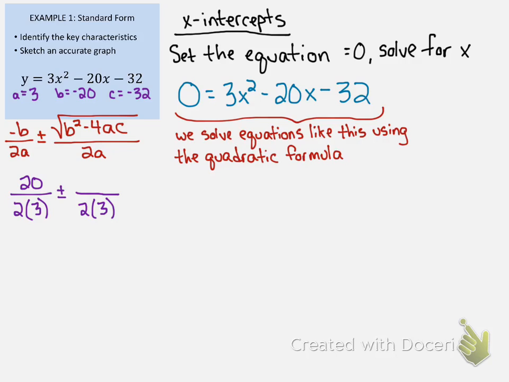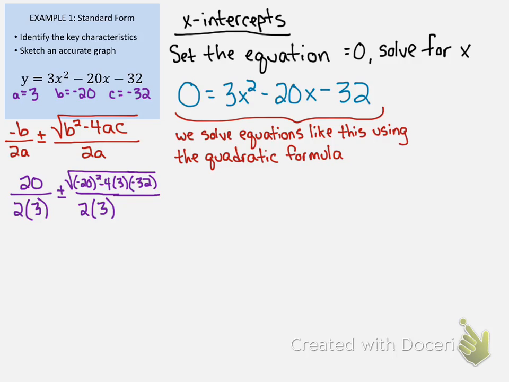Now the numerator of this fraction is the most complicated part, where the square root is. So I start by finding what's under the square root, and then take the actual square root as the second step. First I'll keep the square root sign there, and then I'll plug in all the numbers for b, a, and c. So we've got negative 20 squared minus 4 times 3 times negative 32. And that's the part of the quadratic formula where the c value shows up. That's the only part; in all the other parts, we only use the a and the b value.